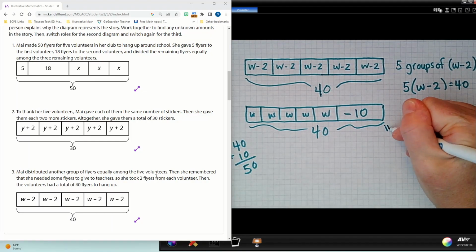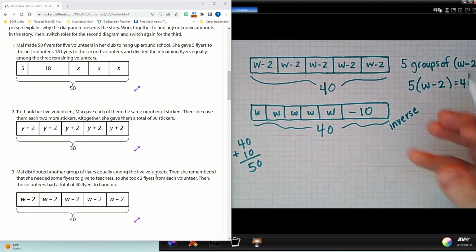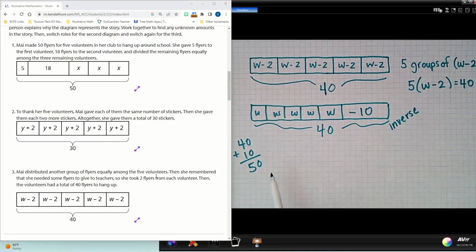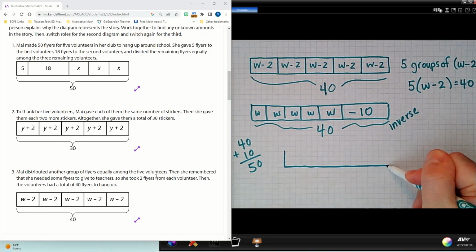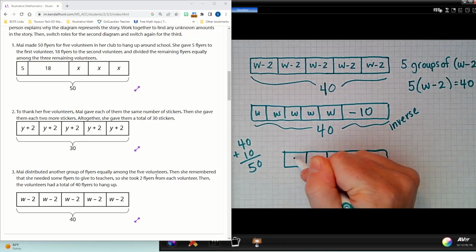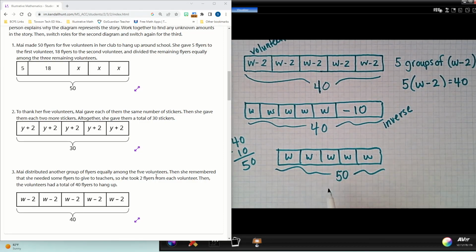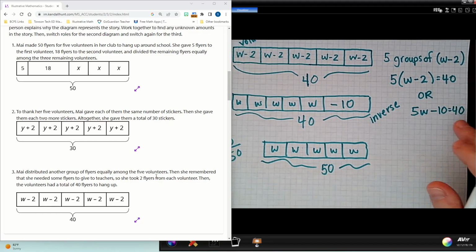And this is where we get into talking about the inverse operation. So when she's taking those flyers back, she's actually increasing her total. So when we're redrawing the last step, the 5 W's are going to equal 50, not 40. Okay, so now we have, again, I'm going to rewrite it so that we can see it both ways. So this would be the other way they could write it, 5 of something minus 10 is equal to 40.